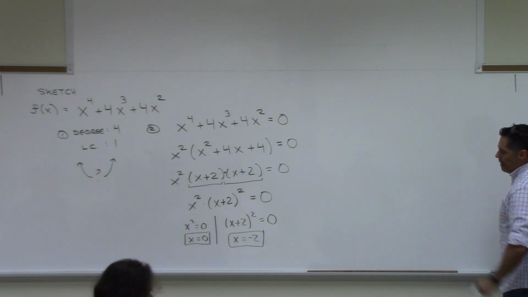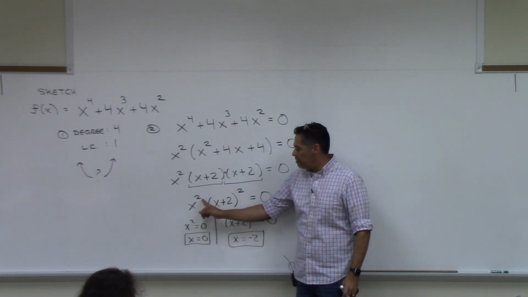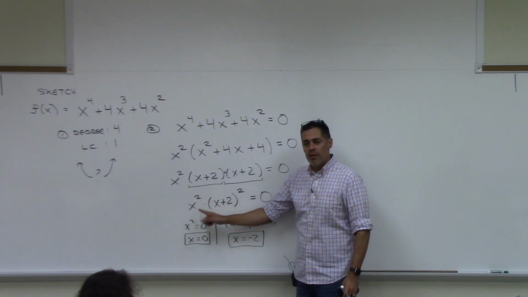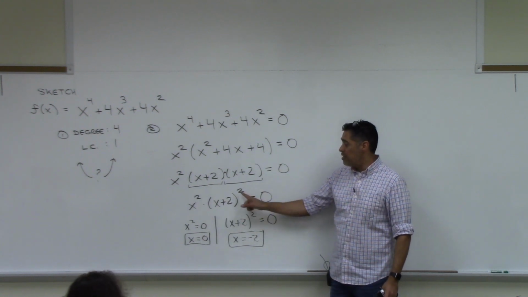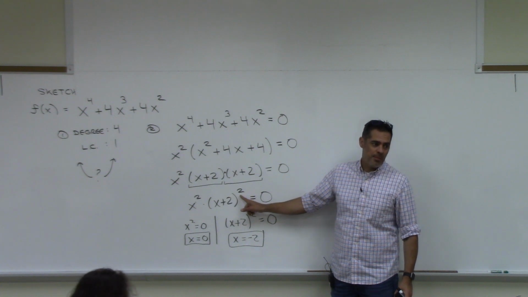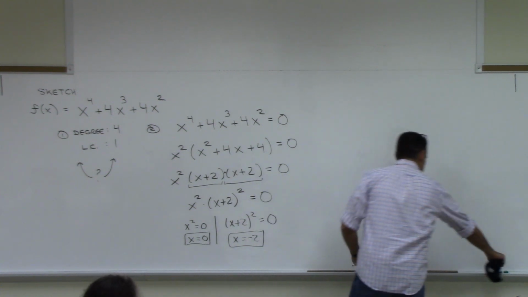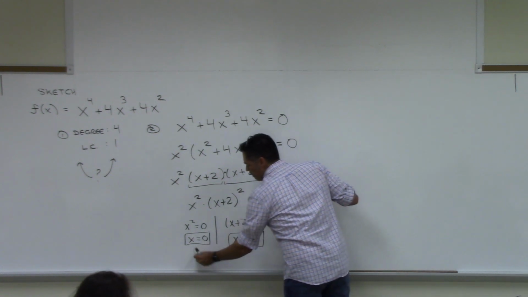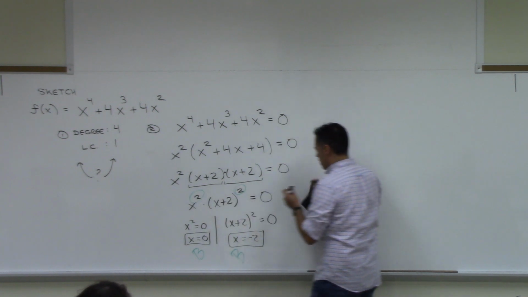Okay, so let's get to the bounce or cross. What happens at each one of these? Well, this 0 comes from this factor, the power is 2, so I'm going to bounce. And then this -2 comes from this factor, which has a power of 2, which means I bounce here as well. So bounce at both of those, bounce, bounce, because of those powers being even.